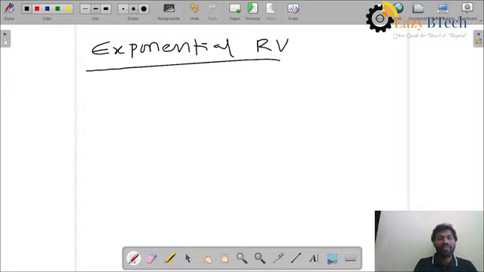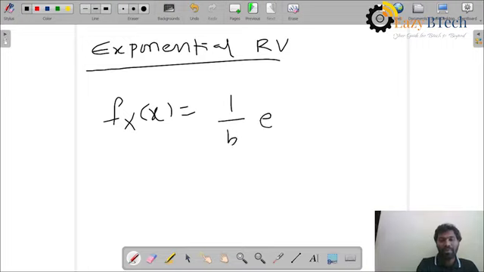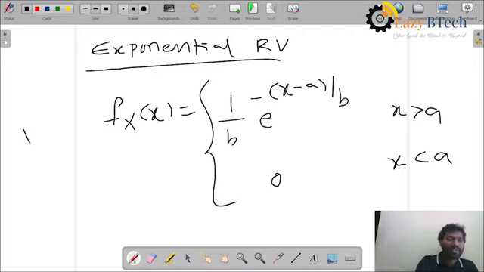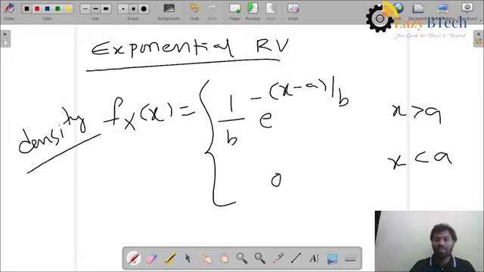So the density function and distribution function of the exponential random variable is given by f_X(x) = (1/b) e^(-(x-a)/b) for x greater than a, and 0 for x less than a. So this is the density function of the exponential random variable. So how does it look?